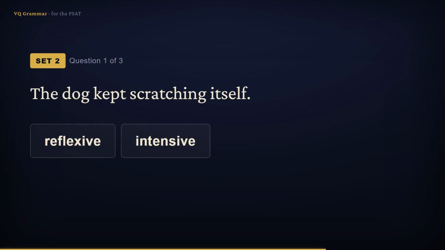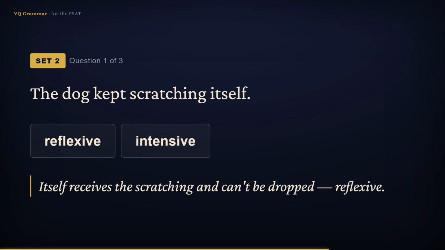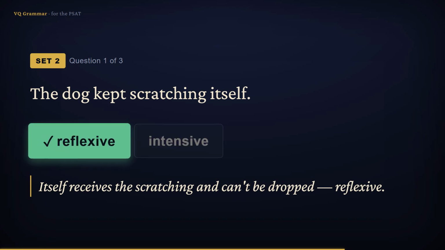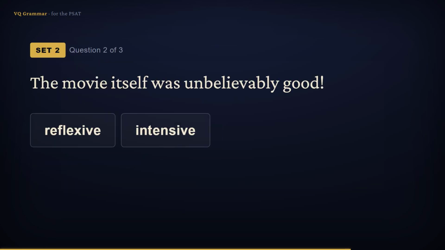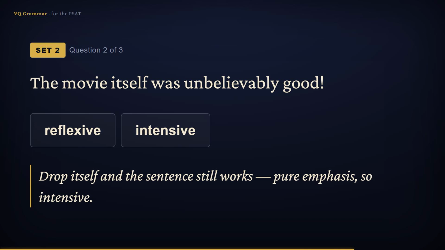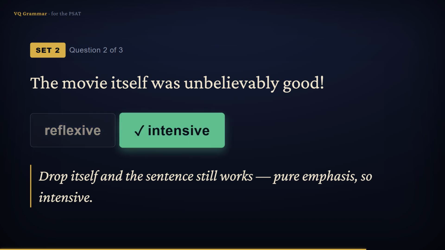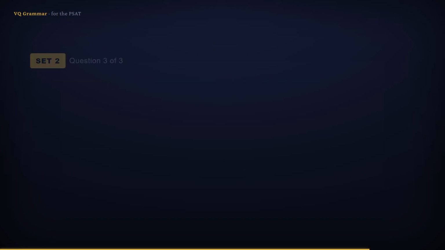The dog kept scratching itself. Drop the self word and you get the dog kept scratching, which leaves you wondering, scratching what? The word itself receives the action and can't be removed, so the answer is reflexive. The movie itself was unbelievably good. Drop the self word and you get, the movie was unbelievably good. A complete sentence. So itself was only adding emphasis, so the answer is intensive.